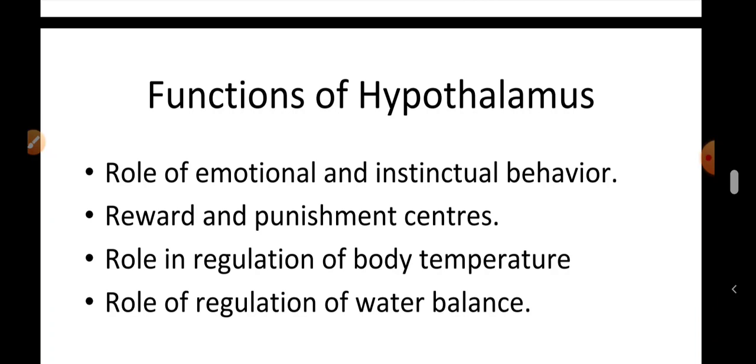So the emotional and the instinctual behavior is mainly regulated by the limbic cortex. The hypothalamus along with the limbic cortex is concerned with the affective nature of sensory impulses, whether the sensations are pleasant or unpleasant. These affective qualities are also called a reward or a punishment.